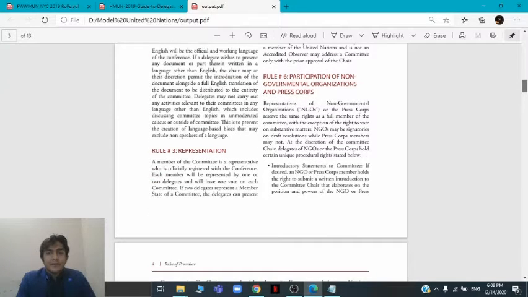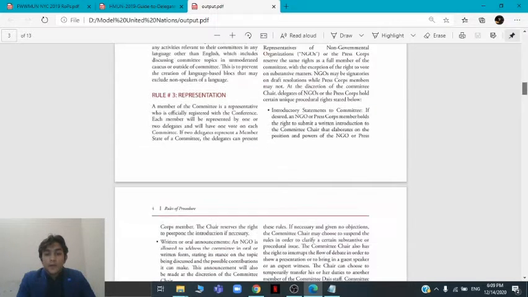Rule number six refers to the participation of non-governmental organizations and the press corps. That's one of the most interesting things in MUNs, that you can be given representation of an NGO as well as the press corps or media. For instance, you can be given the persona of the editor in chief of Khalid Times, and there can be a topic in a social committee like a disinformation campaign, Article 12, the right to privacy in digital life, and that type of stuff.